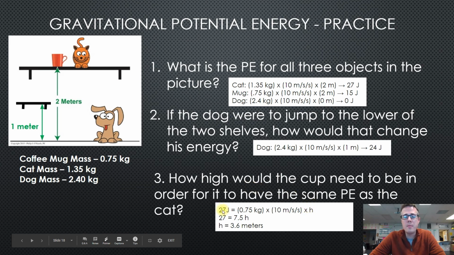So if we want 27 to be the cup's energy, the cup's mass was 0.75, gravity is still 10. Now we solve for h. We're going to multiply the 0.75 times the 10, and then we're going to divide by the 7.5 to get 3.6 meters. So you would have to lift that cup fairly high up into the air to give it the same energy as the cat.